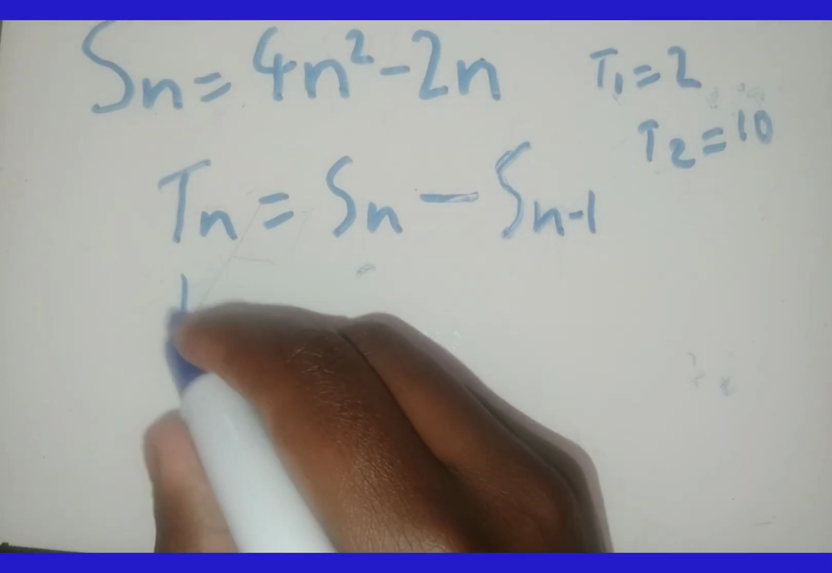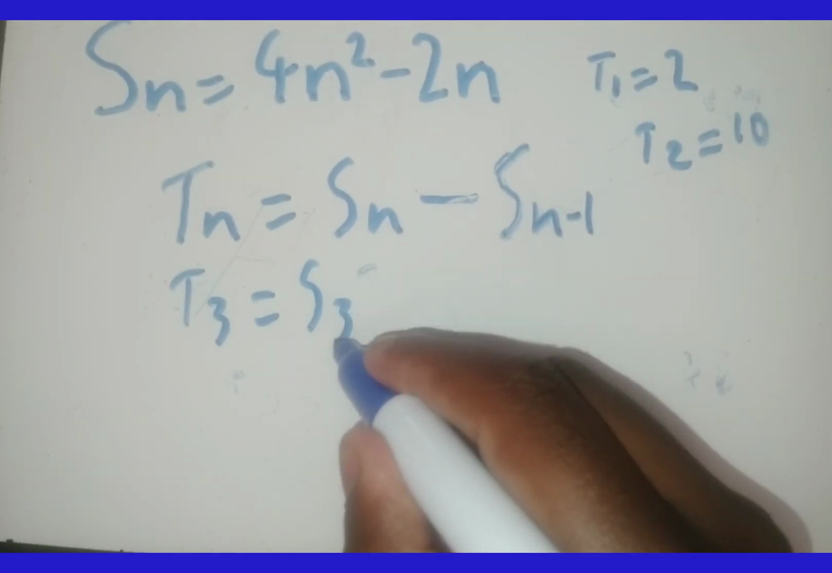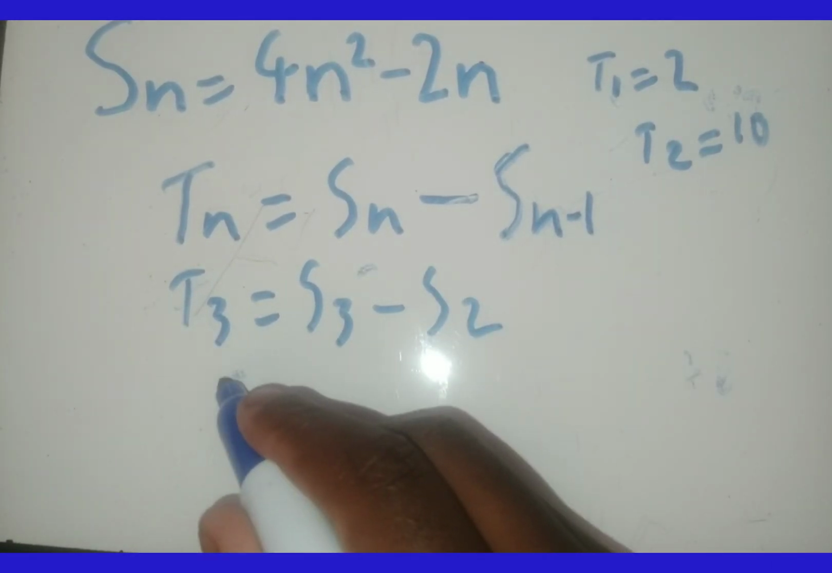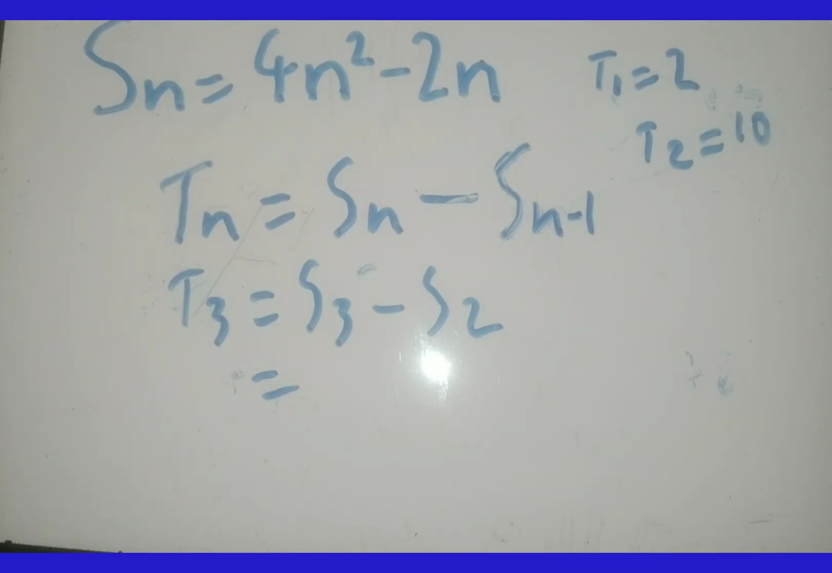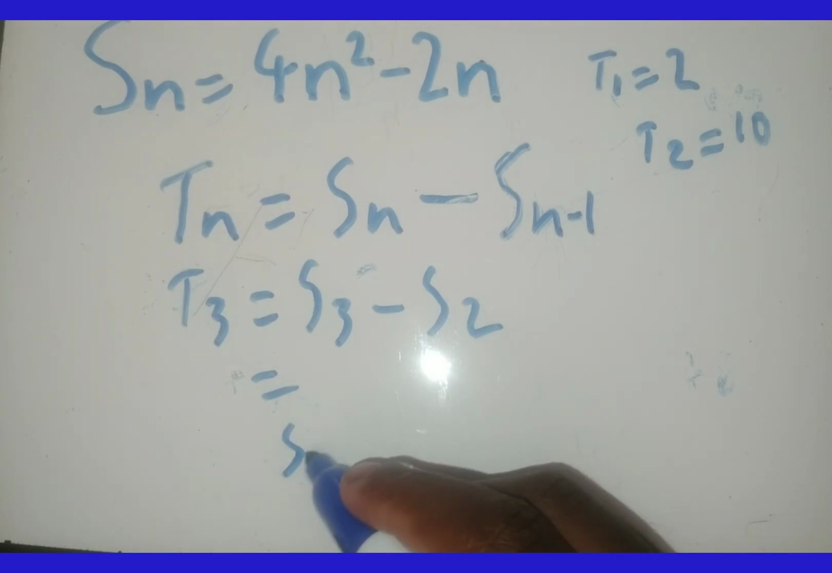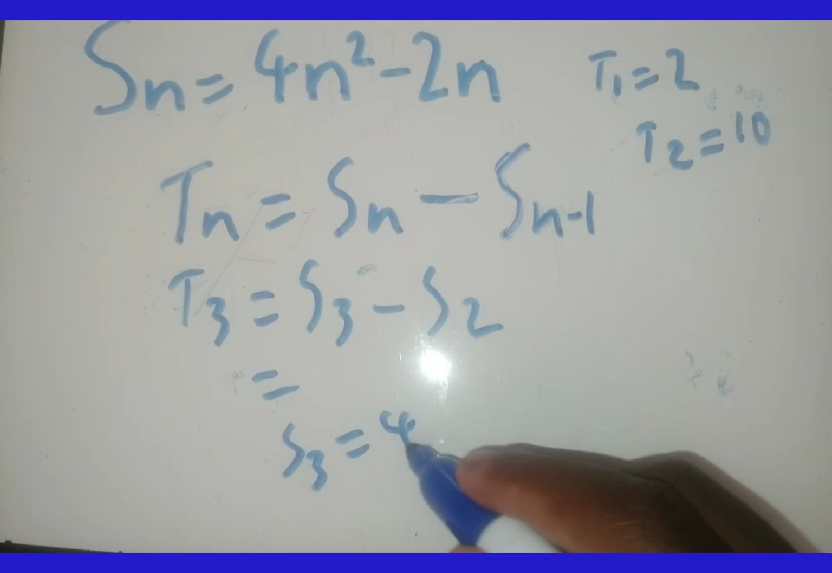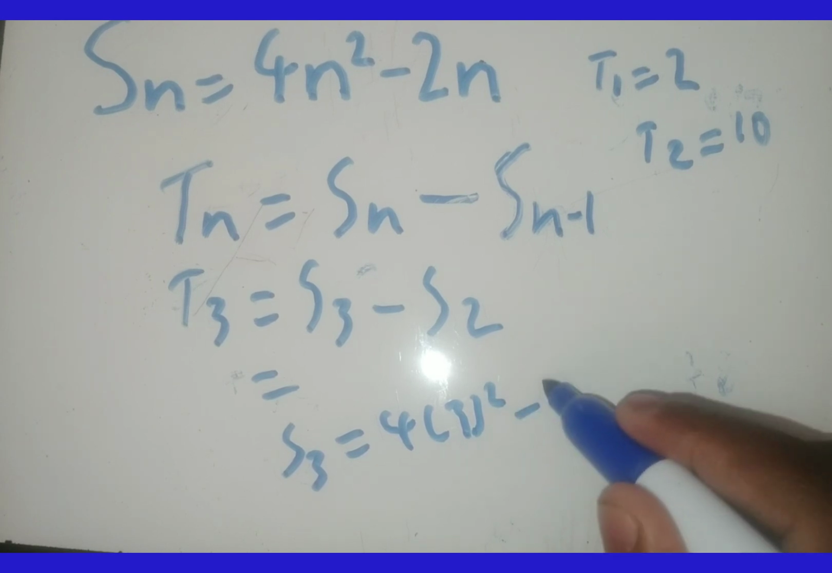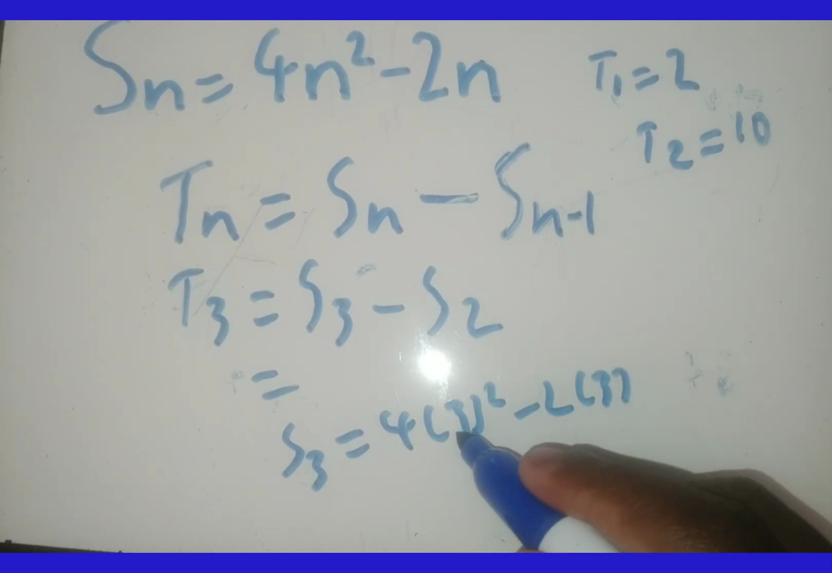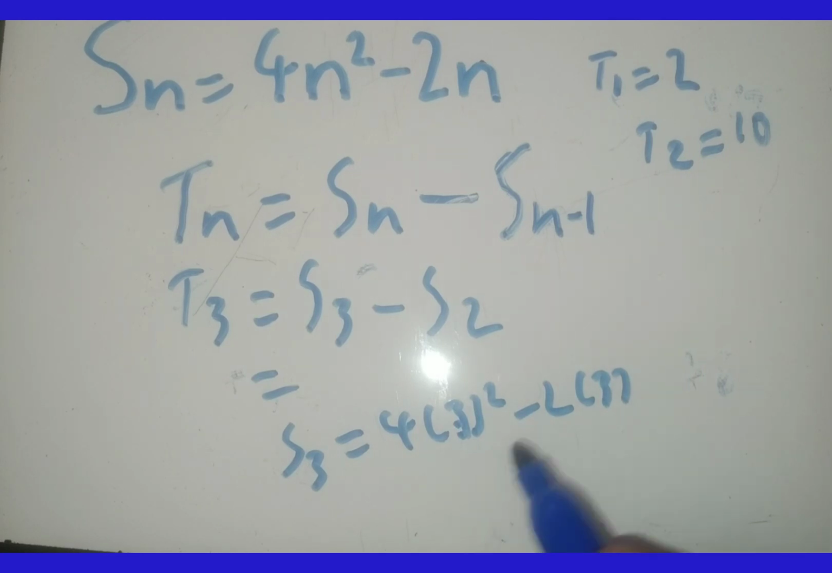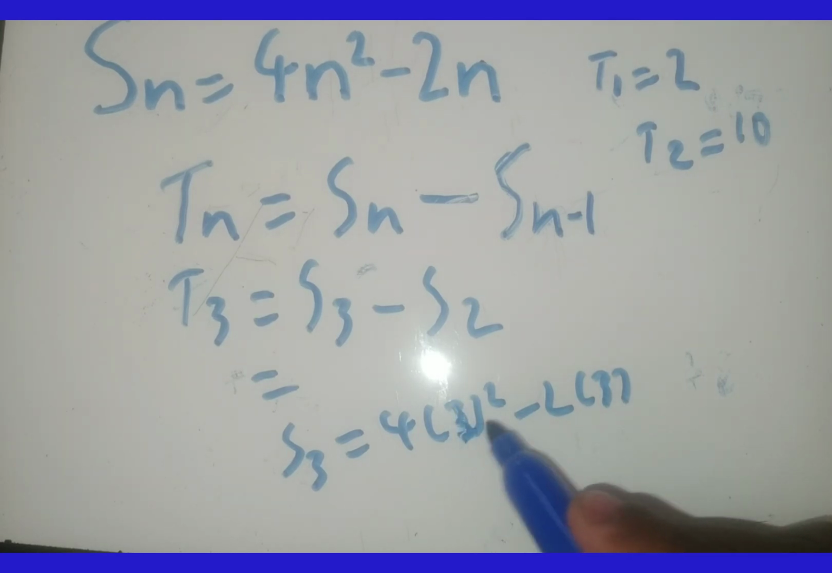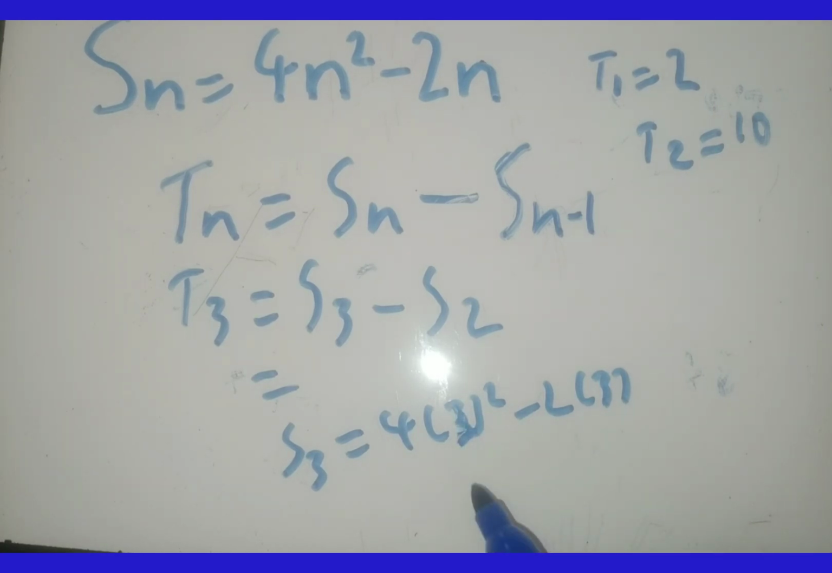So T3 is equal to S3 minus S2. Let's find S3. We already know that S2 is 12, but now we're going to calculate S3. S3 is 4 into 3 squared minus 2 into 3. 3 squared is 9. 9 times 4 is 36. Then it's going to be 36 minus 6, which should be 30. You can just verify with me. So it should be 30, right? So we found S3. S3 is 30.